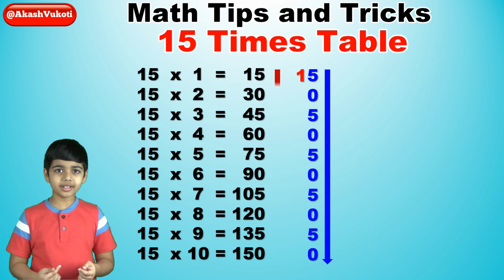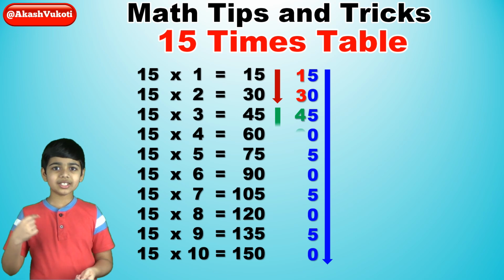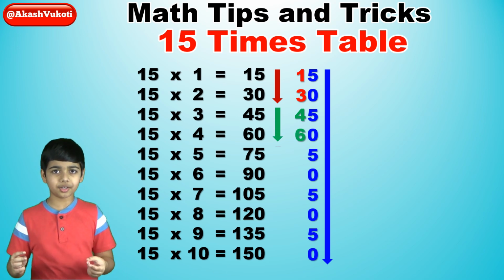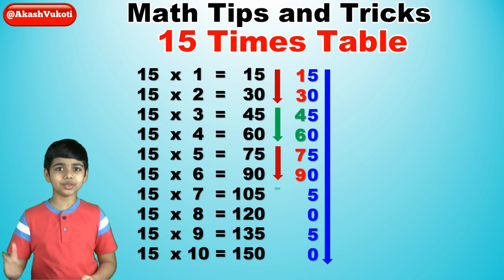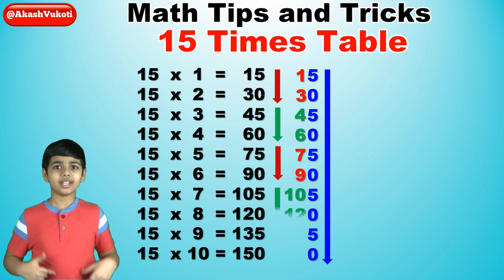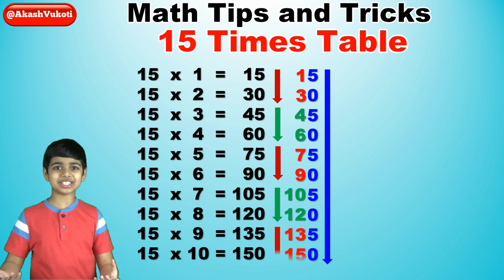So 1, 3, and then we move on to the even numbers, 4, 6, then back to the odd numbers, 7, 9, and then back to the even numbers, 10, 12, and then the odd numbers, 13, and finally 15.